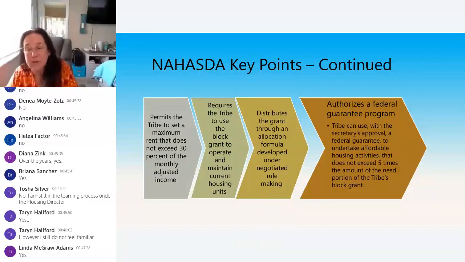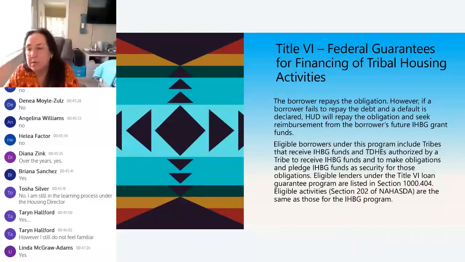It authorizes a federal guarantee program the tribe can use, with the Secretary's approval, a federal guarantee to undertake affordable housing activities that does not exceed 5 times the amount of the need portion of the tribe's block grant. Okay, they would back that loan or that guarantee. So this is the Title VI Federal Guarantee for Financing. I just worked with a Pueblo that successfully did this. It's not utilized a lot still, but it's there.